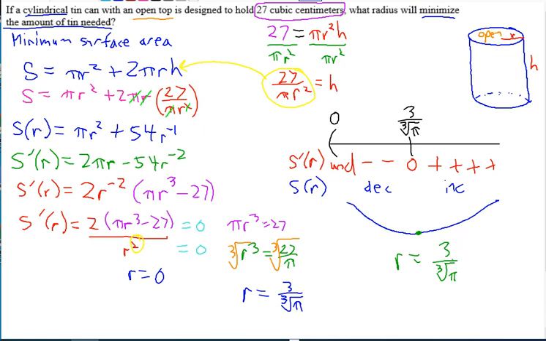And if it asks you for what is the minimum surface area or what is the amount of tin, then you'd have to plug it back into the original equation like we did in the first one. But here, it's only asking for the radius. What radius will minimize the amount of tin needed? And we just found that. We just have to put the units on it. Notice since volume was cubic centimeters, the radius is just one-dimensional, just a length, so it would just be centimeters.